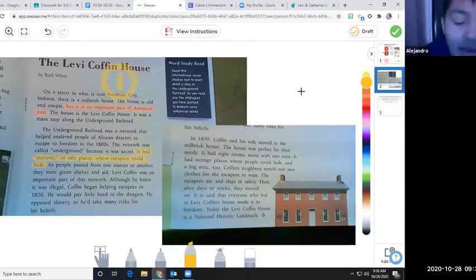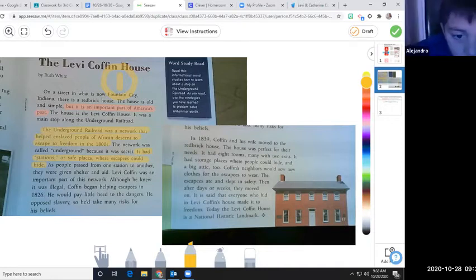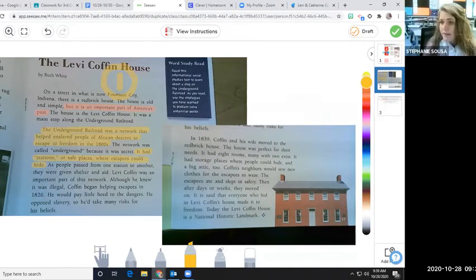I highlighted that the Underground Railroad was a network that helped enslaved people of African descent to escape to freedom in the 1800s. Yeah, and the Levi Coffin House was a part of that Underground Railroad. It was a part of that network, that system that was a safe place for people escaping slavery. Excellent. Awesome. What more? What more did you highlight, Levin?